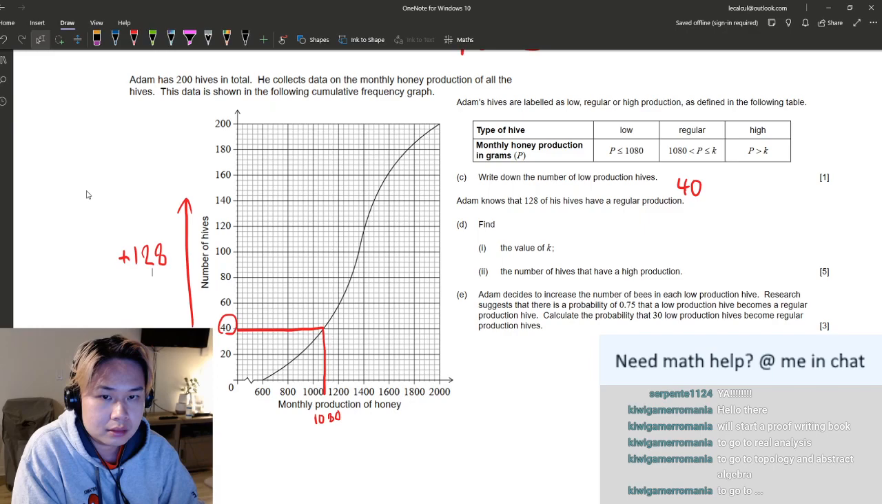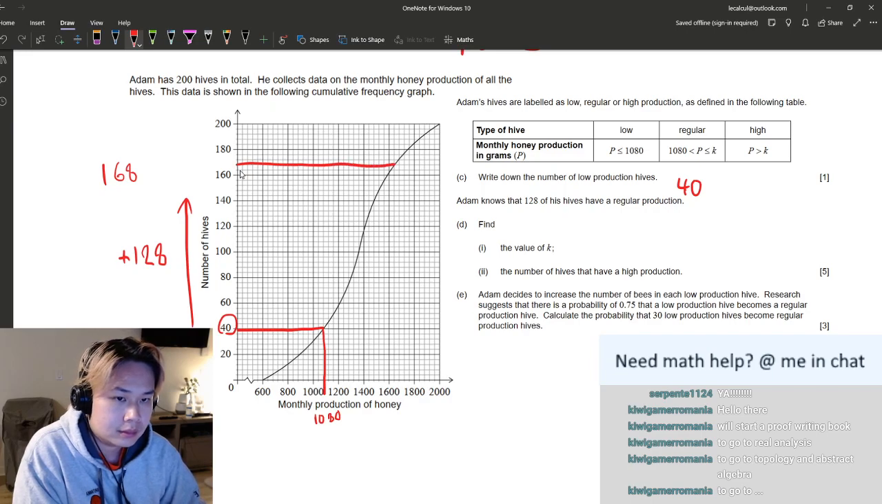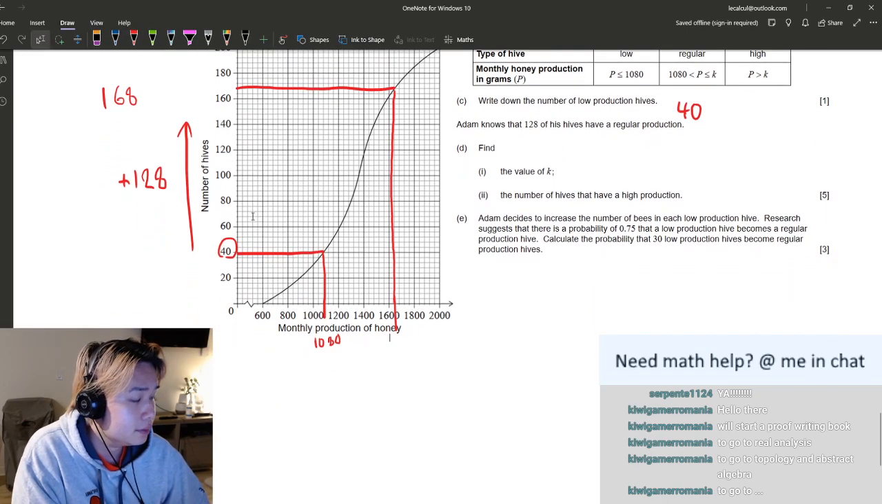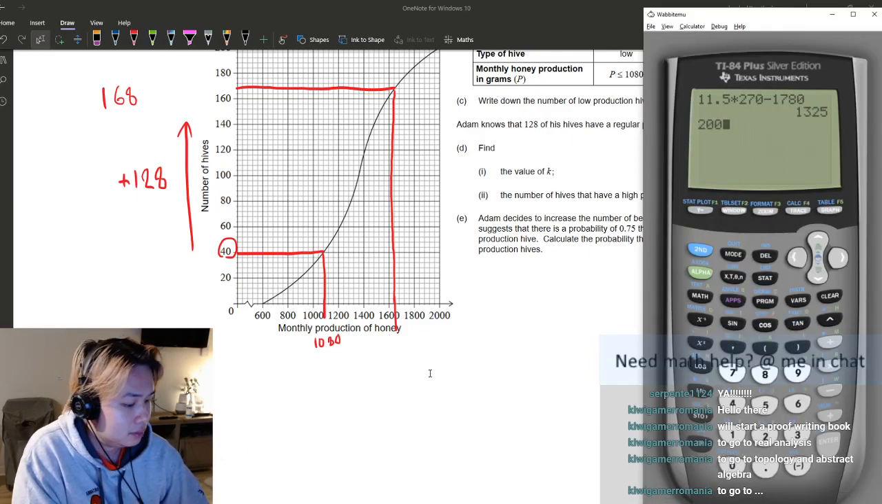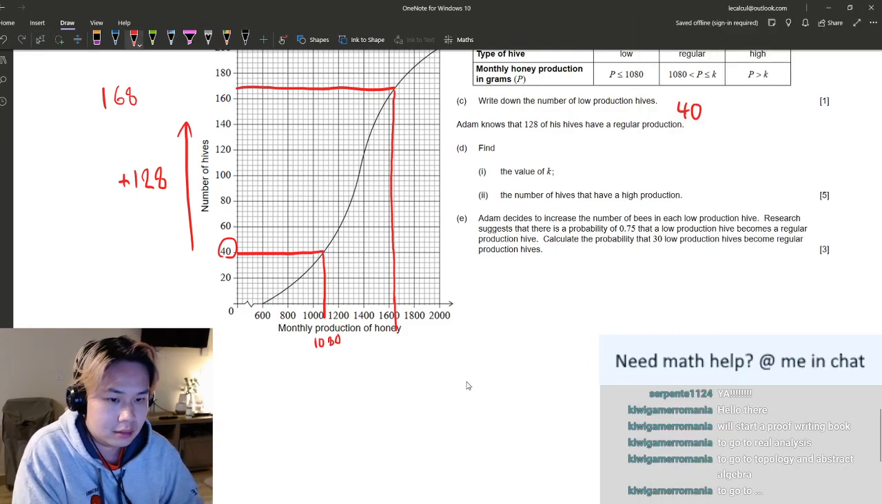And then I wonder if I could actually not estimate this. So there's five squares, 20, so each square is worth four. So two squares up from 160, we hit the line and then we find out the upper boundary is right here. Okay, five squares is worth 200, which means that each square is worth 40. So K is 1640.